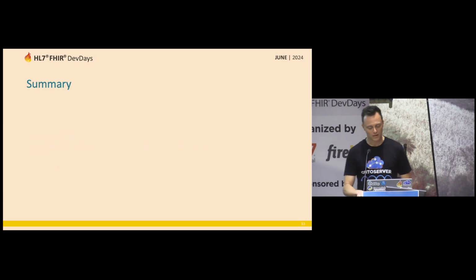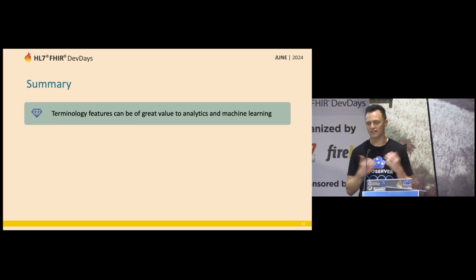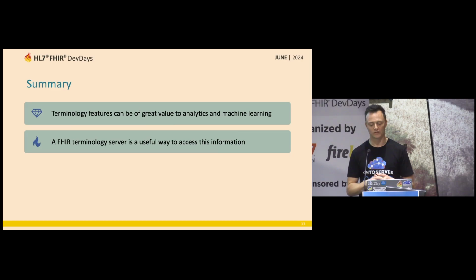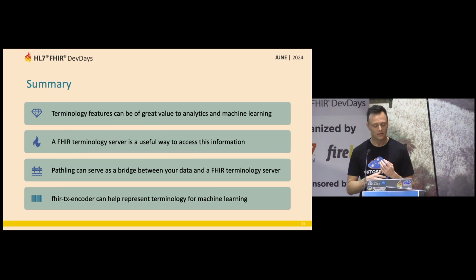So to sum up, terminology features can be of great value to analytics and machine learning. A FHIR terminology server is a useful way to access this information. Pathling can serve as a bridge between your data and a FHIR terminology server. And the FHIR TX encoder can help you represent terminology for machine learning.